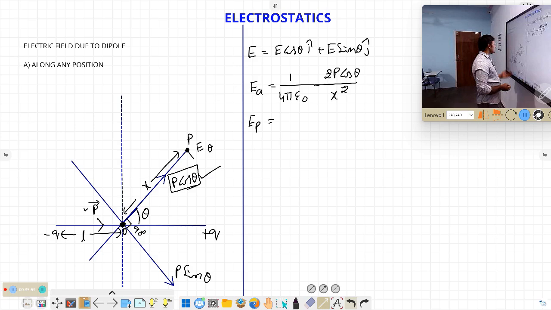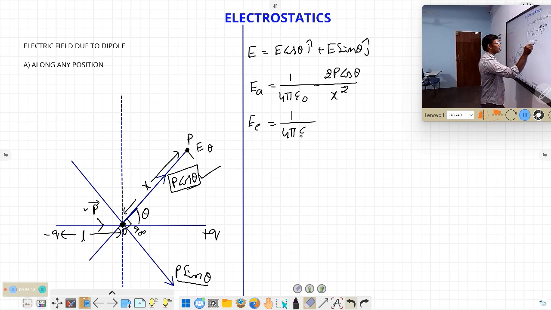Next, similarly, what is the electric field due to the dipole moment which is perpendicular? That means P sin theta is the dipole moment, and for that, the line joining the point P becomes perpendicular. That is called the equatorial line. So the electric field due to this dipole along the equatorial line, E is equal to, the formula we already derived, 1 by 4 pi epsilon naught. What is the electric field due to any dipole along the equatorial line? That is P by x square.